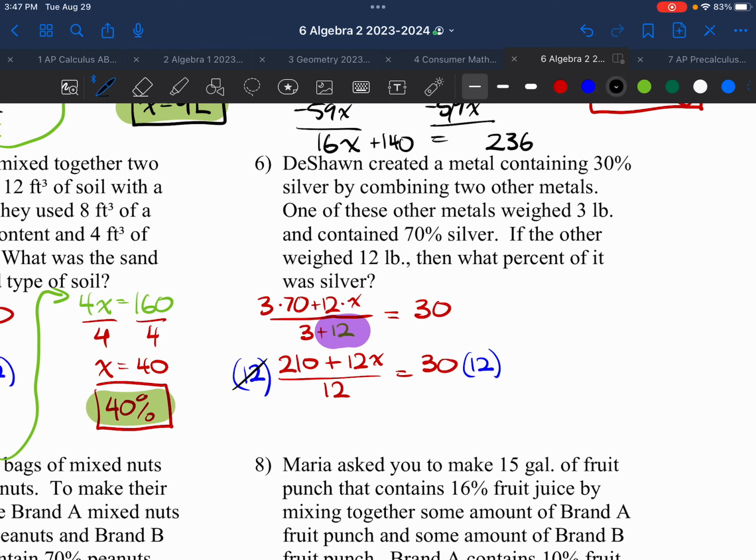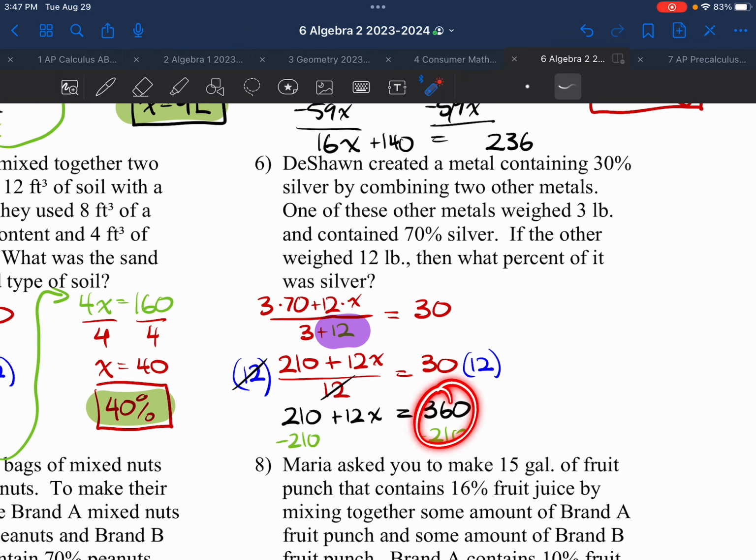These 12s and 12s should cancel each other out, leaving me with 210 plus 12x. And that's going to be equal to 3 times 12 is 36. Don't forget the 0. 36, 0. Now I can move the 210 to the other side and check it out. When I subtract 210 on both sides, this is now a positive number, which means I might still have a mistake, but I don't think there's a mistake anymore. So in this problem, I'm going to rewrite this up here and say 210 minus 210 is gone. 12x remains. On the right-hand side, 360 minus 210 is 150.